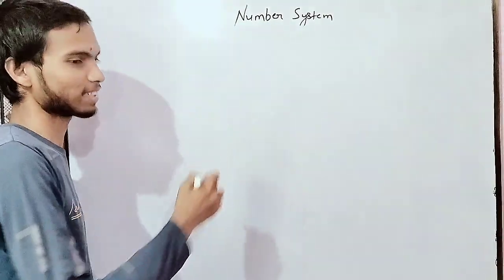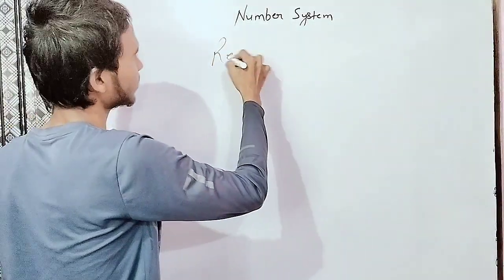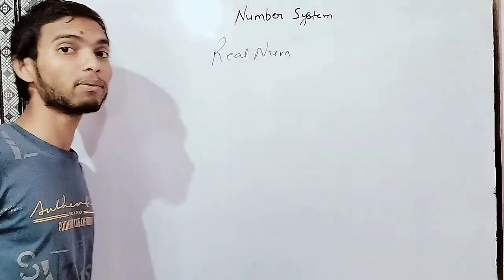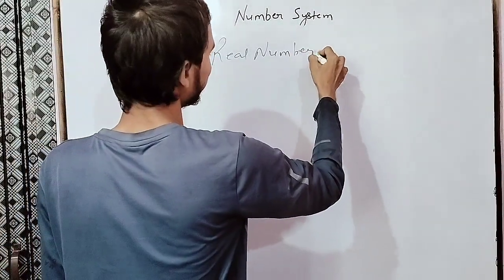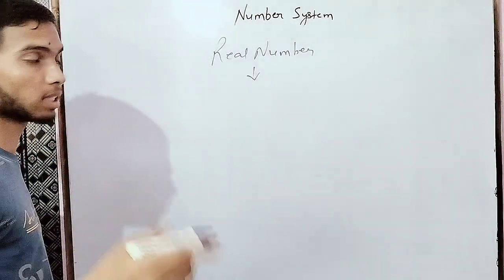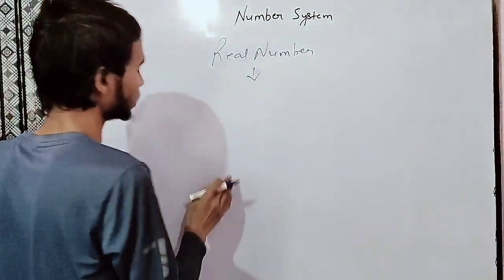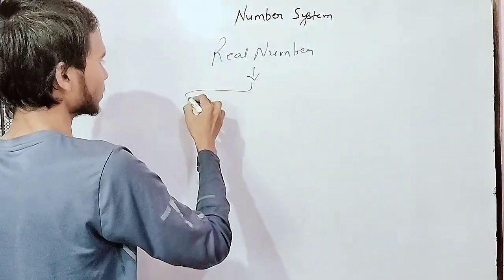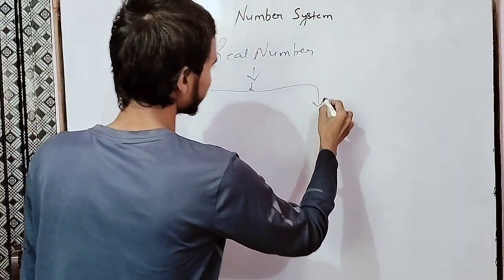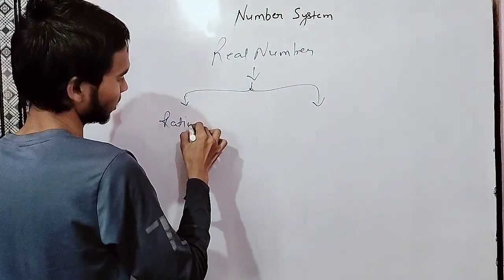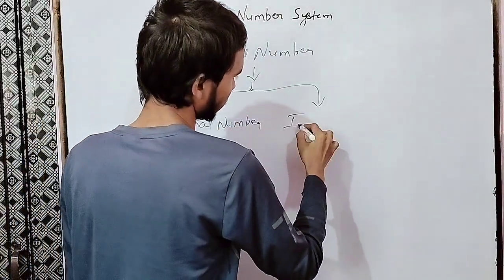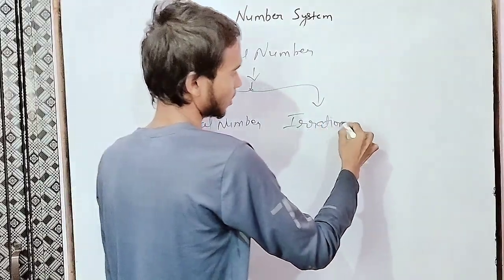Yeah, look. What have been our real numbers? A real number is classified into a rational number and irrational.